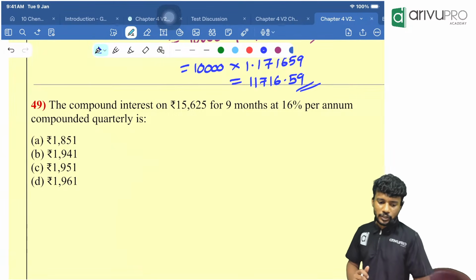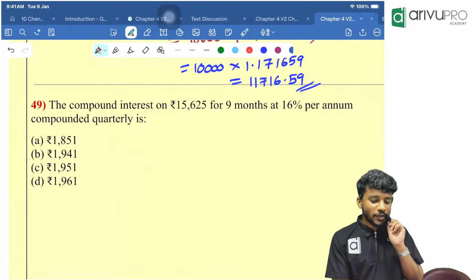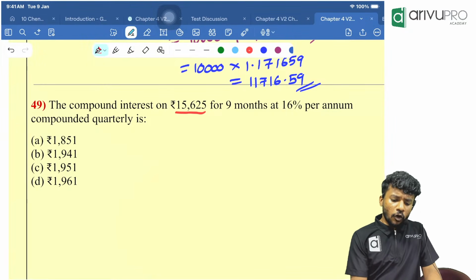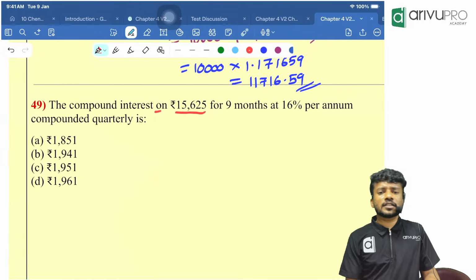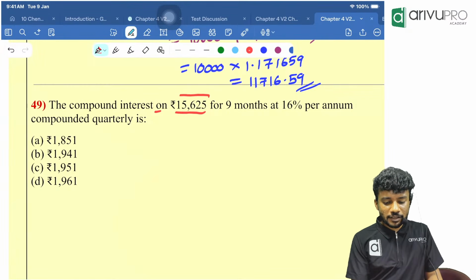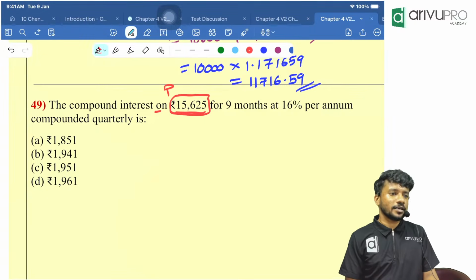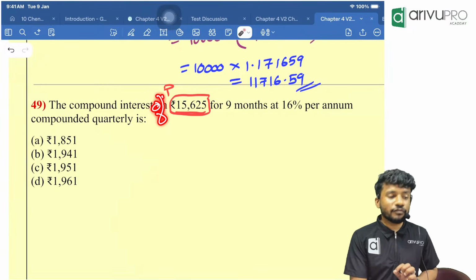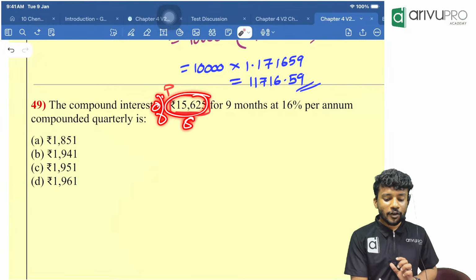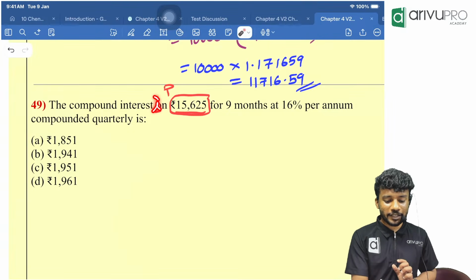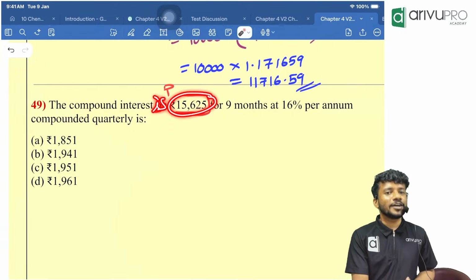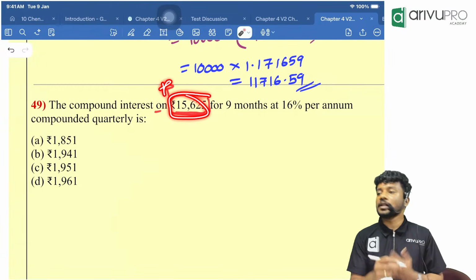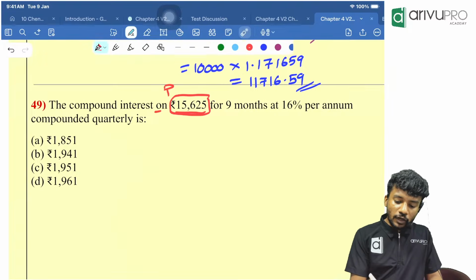In this question, people, tell me, compound interest on 15,625. Compound interest on 15,000 means what? The "on" means this is our principal. What if they mention compound interest "of"? "Of" means this would have been our compound interest itself. Or compound interest "is" means this would have been our compound interest itself. "On" means we should take this as the principal.